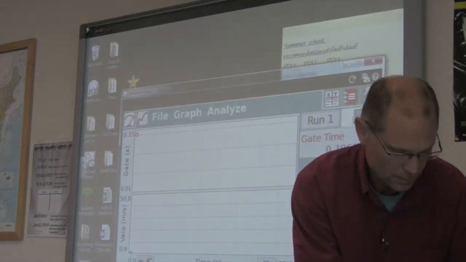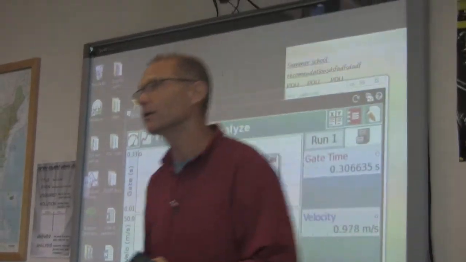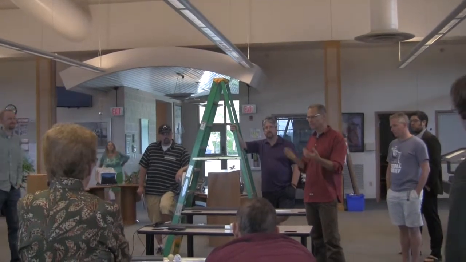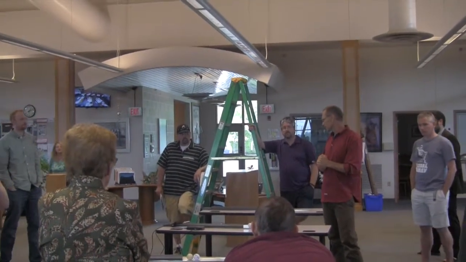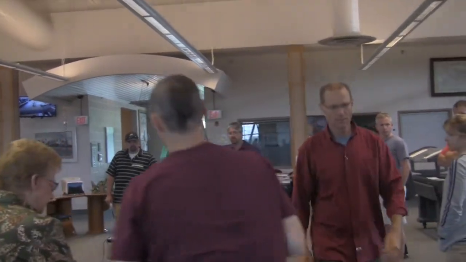Let's then bring that whole thing over here. So you guys come on, let's look at these tables. I'm going to suggest people who've used these Vernier probes be the team leaders. And here we go. This is what we got.